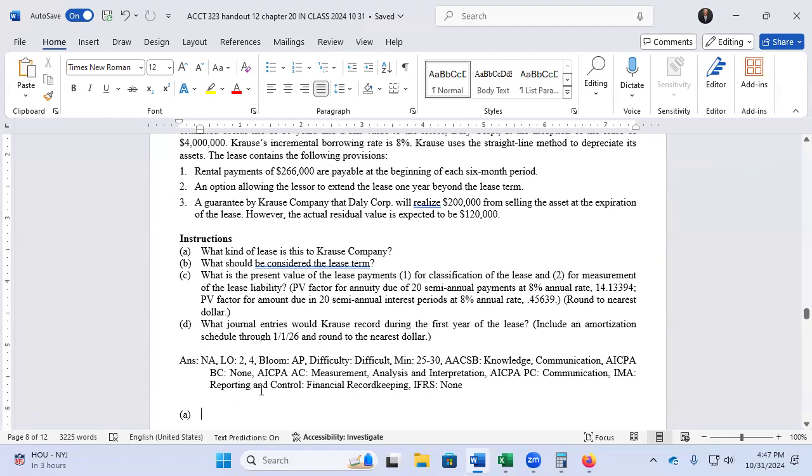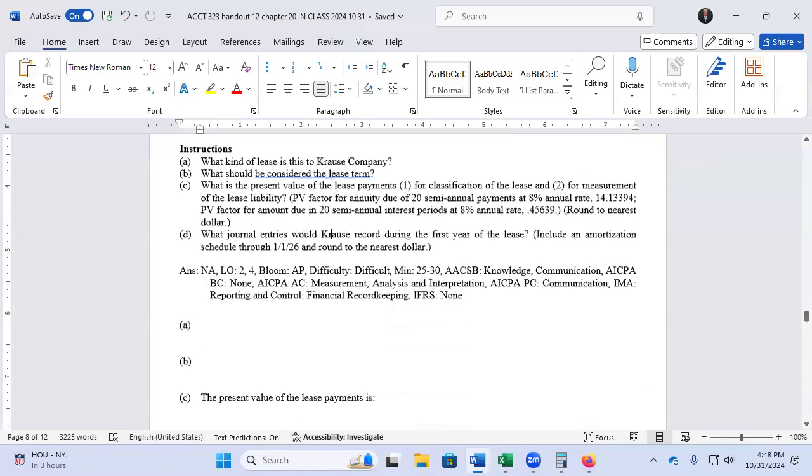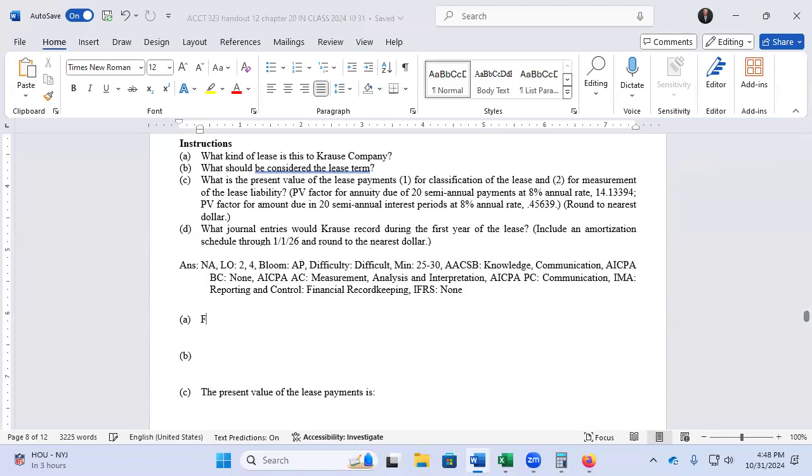All right, what kind of lease is it? It says Kraus Company on January 1, 2025 enters into a 9-year non-cancelable lease for equipment having an estimated useful life of 10 years, right? So that tells you right off the bat that it passes the useful life test. And so this is a finance lease.